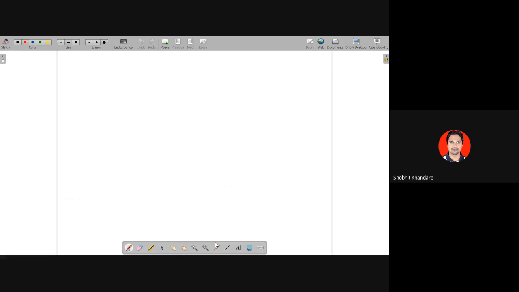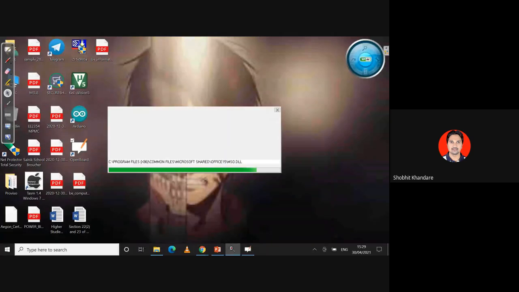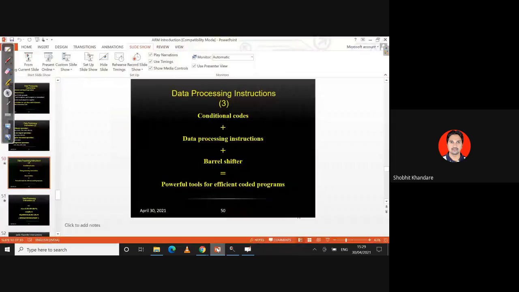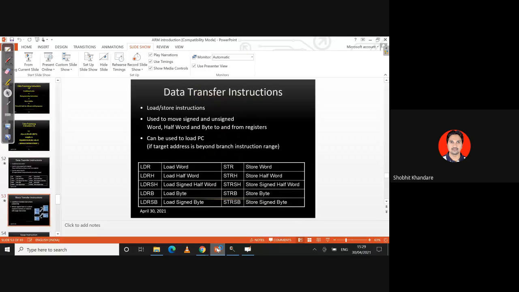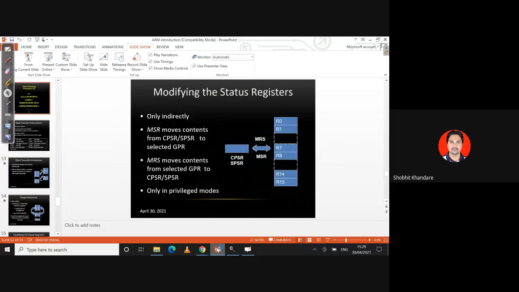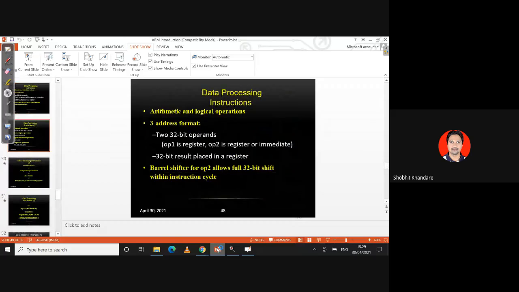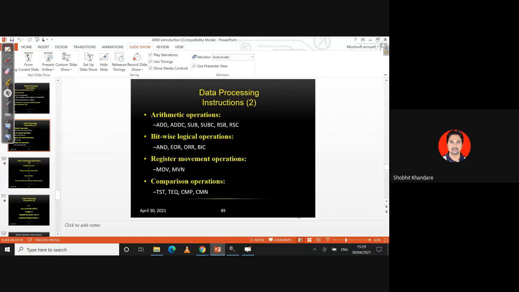So we'll start with the first one, that is a comparison instruction. So we will start with the comparison operations. Okay, we will see with the first one, that is TST, then we will see TEQ, CMP and CMN.